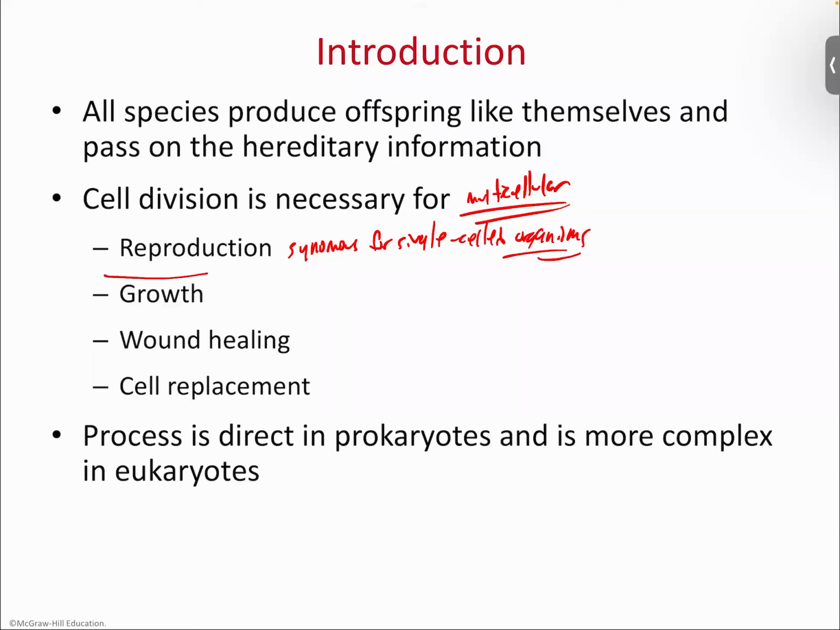But for us, these are the multicellular ones. What do we do cell division for? To grow, right? Grow is basically adding new cells. That's basically what growth is. You're adding new cells. Where do those cells come from? Well, they have to come from cell division. Wound healing. In this case, you damage cells that need to be replaced.